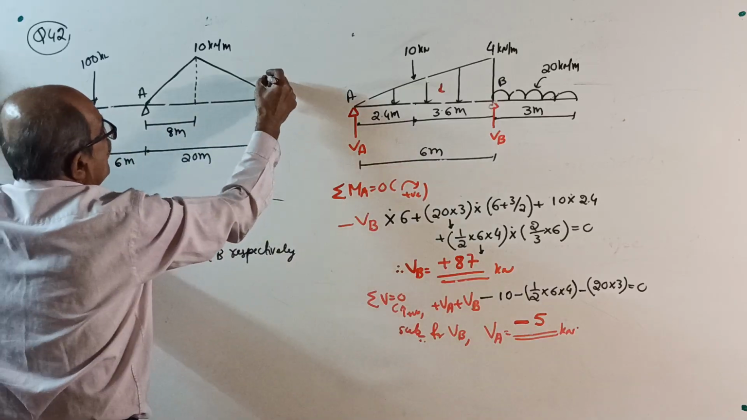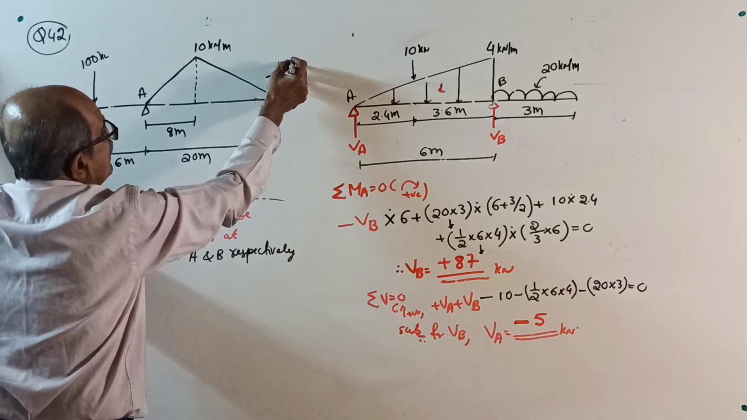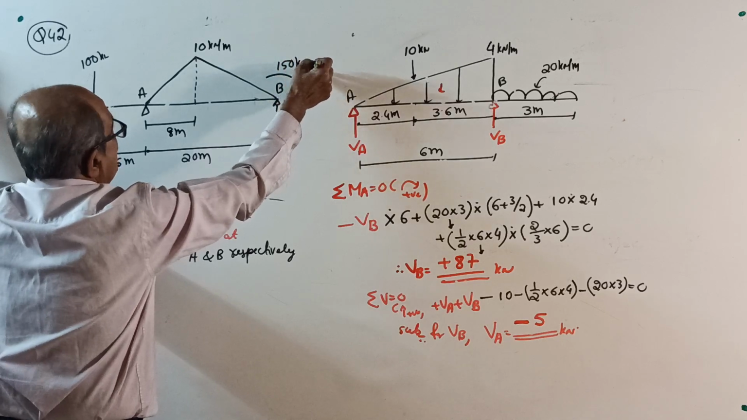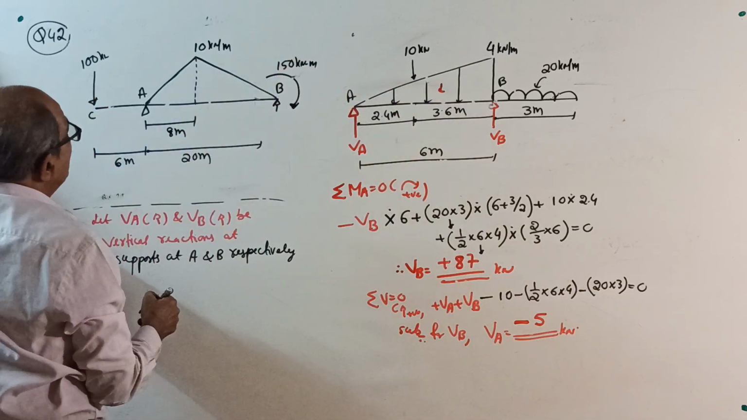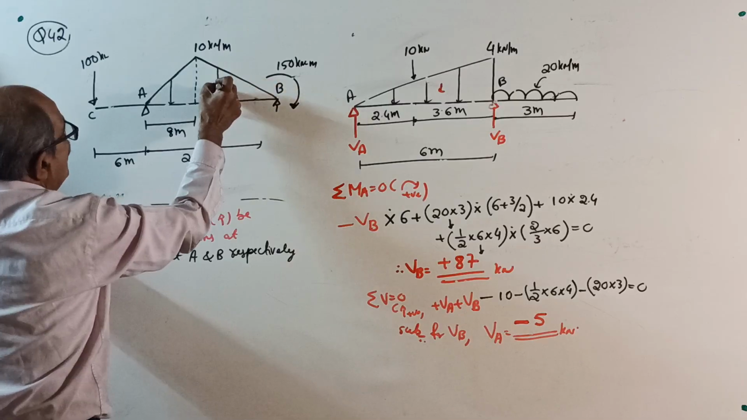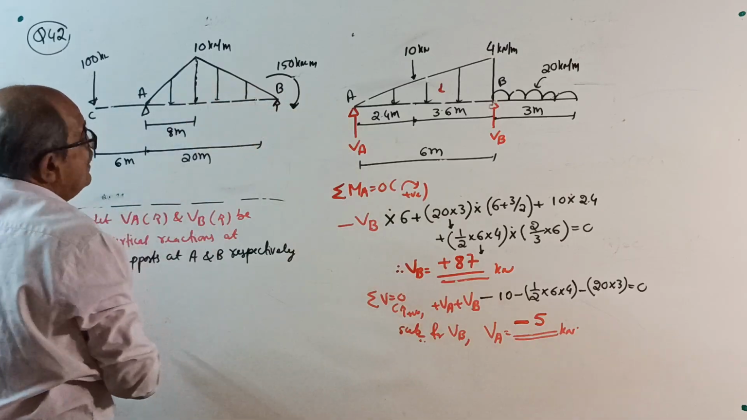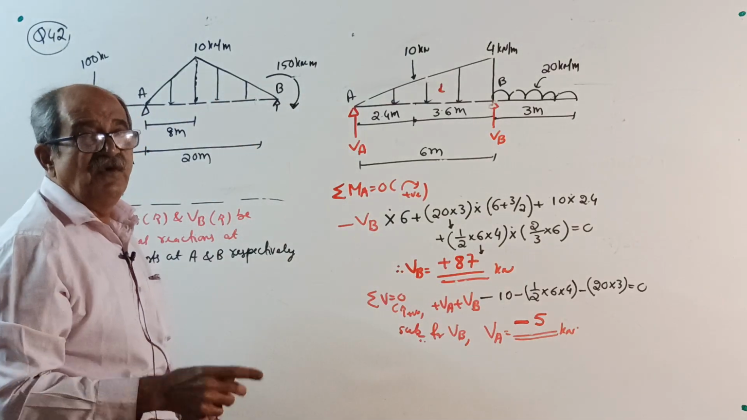ABC. I will put a clockwise couple also here of 150 kilonewton meter. Anything else required? Nothing required. Okay, this is the beam. Now I have to write the sketch correctly and explain. I require some time because suddenly the question is a little concept based now.